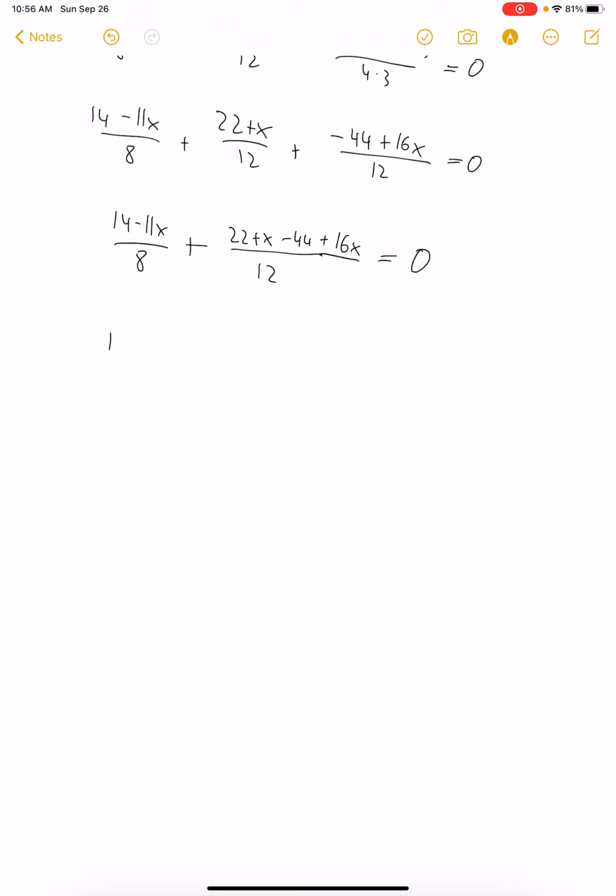So we say it's (14 minus 11x) over 8, plus we have 1x and 16x, which is 17x, and then we have 22 minus 44, which is minus 22, over 12, and this is equal to 0.